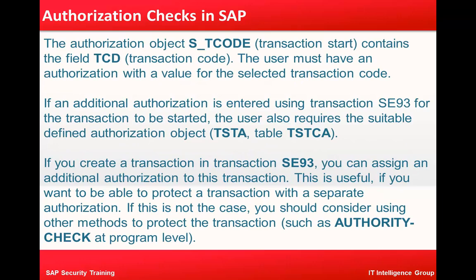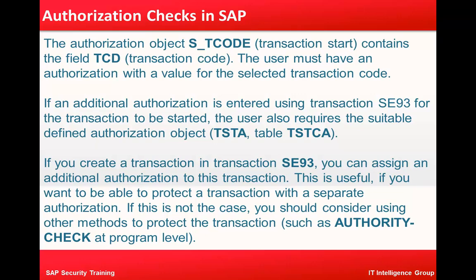Okay, the next thing is the authorization object S_TCODE. This contains the field TCD. So the user must have an authorization with a value for the selected T code. That is the second check that we found: the user should have the authorization for the T code. Basically he should have those roles.